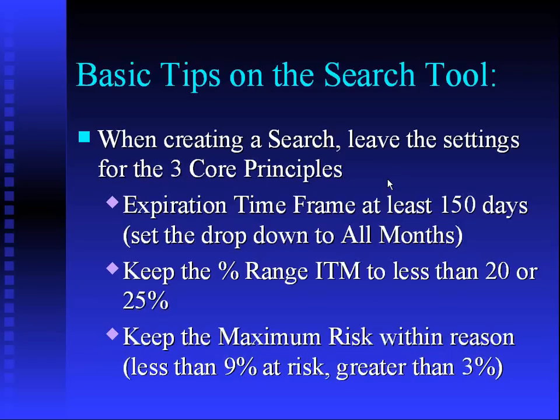Number 3 for the core principles, keep the maximum risk within reason. Always less than 9%. Single digit at risk, maybe greater than 2.5%, maybe greater than 3%. Again, based on your personal preference, put that into play. So basic tips, whenever you start a search, if you clear the settings, or if you're just adjusting the default radioactives, keep the 3 core principles, expiration time frame, range in the money, and maximum risk, to the levels that are listed as the default. You can adjust them slightly, but don't go beyond those ranges.